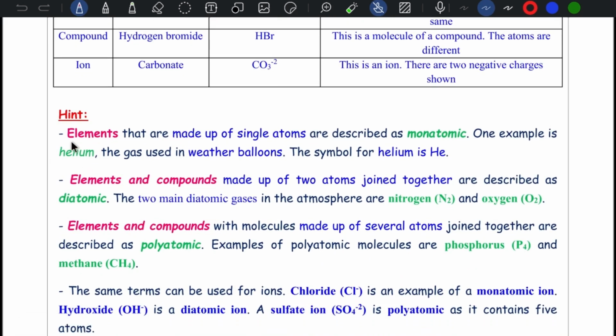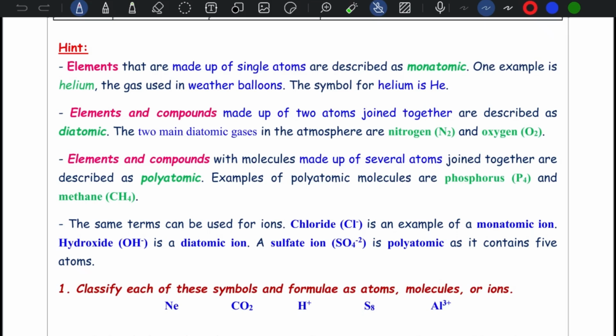Remember that an element made up of a single atom is called monoatomic. One example is helium, neon, any noble gas. Helium is used in weather balloons and its symbol is He. Elements and compounds made up of 2 atoms joined together are described as diatomic. The two main diatomic gases in our atmosphere are nitrogen gas 78% and oxygen almost 21%.